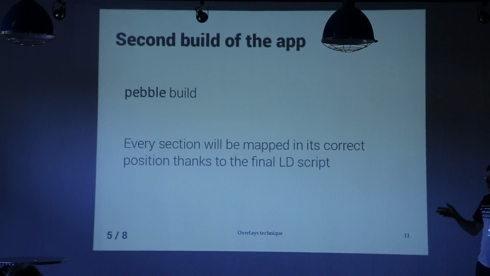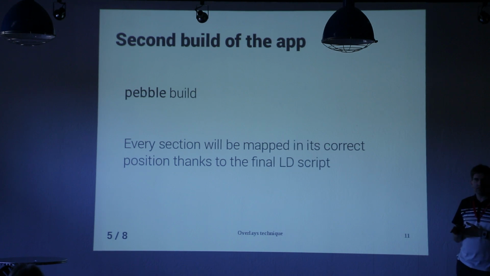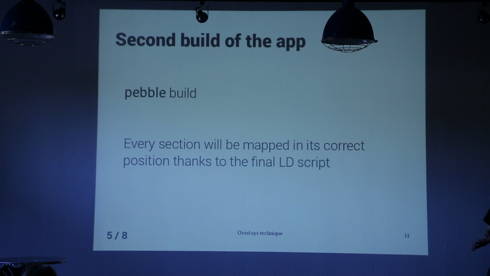And after we generated the file, we just do another build, and this time it will go to the correct place. The code is compiled into its correct addresses, so we have to rebuild it because otherwise the address will not turn out correctly.